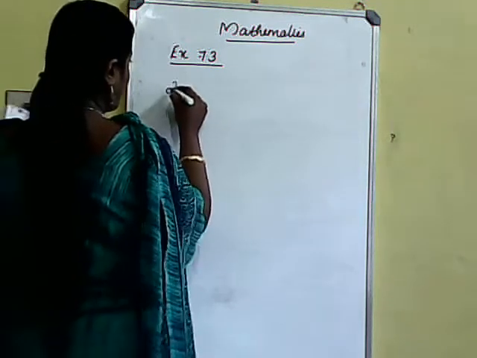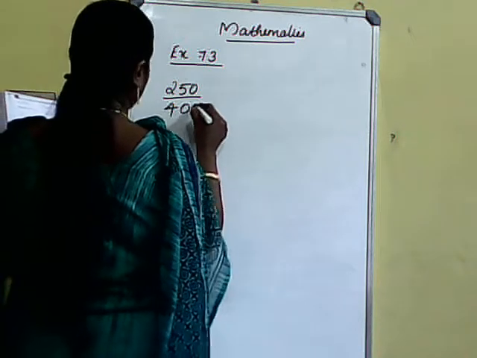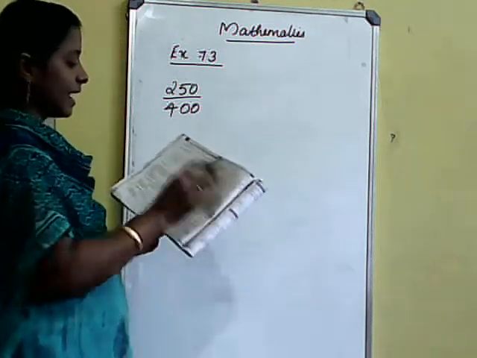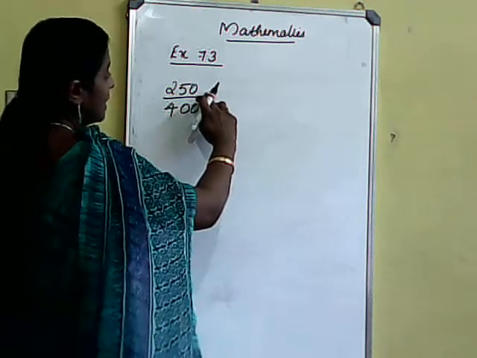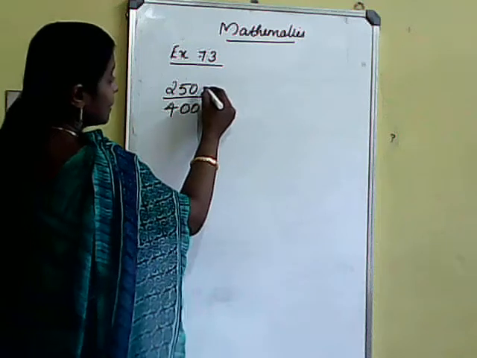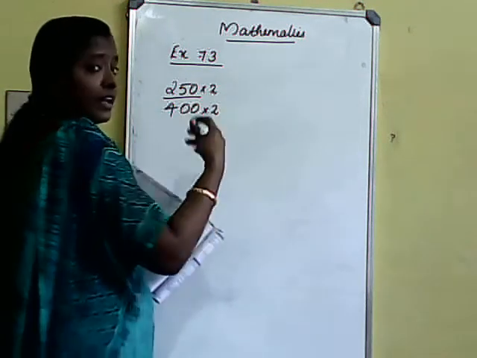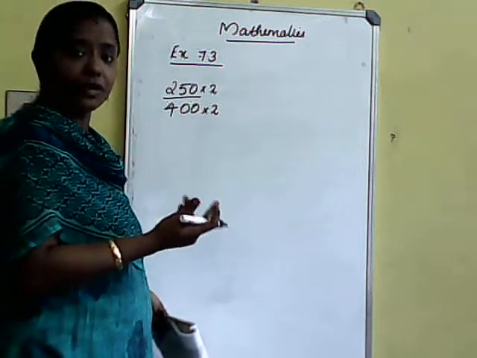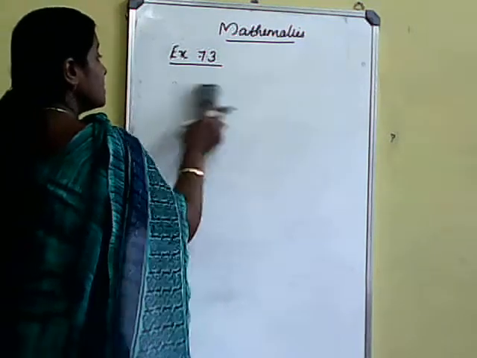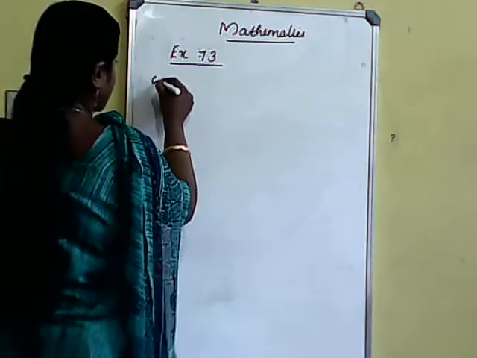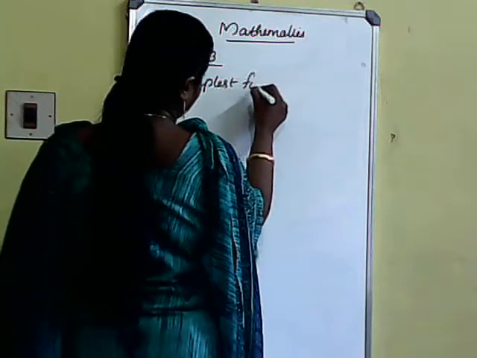Yes, 250 by 400. Equivalent fractions means what? We will find the equivalent. Otherwise, you can multiply by 2, by 2. No problem. You will get the corresponding equivalent fractions. Or otherwise, we will find the simplest form here. Ninth question. Simplest form. Finding the simplest form.